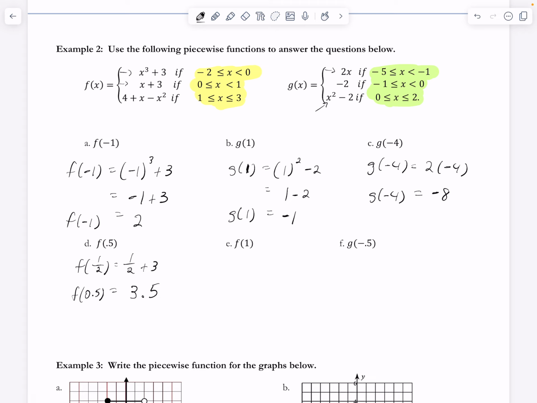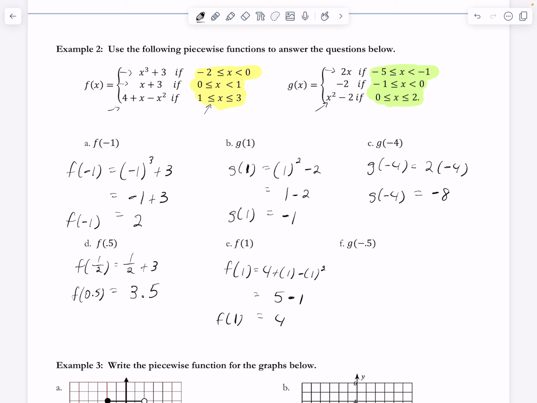Okay. The next one is f of 1. Okay, this is a good one. This is the first one that has happened where you have to decide where the or equal to is happening. Right? You can see the or equal to for f of x is here in the last part. It says x is between 1 and 3, but including 1 and 3. So I'm going to use that last piece to plug in 4 plus 1 minus 1 squared. So that's going to be 4 plus 1 is 5, minus 1 squared is 1, and you get 4.